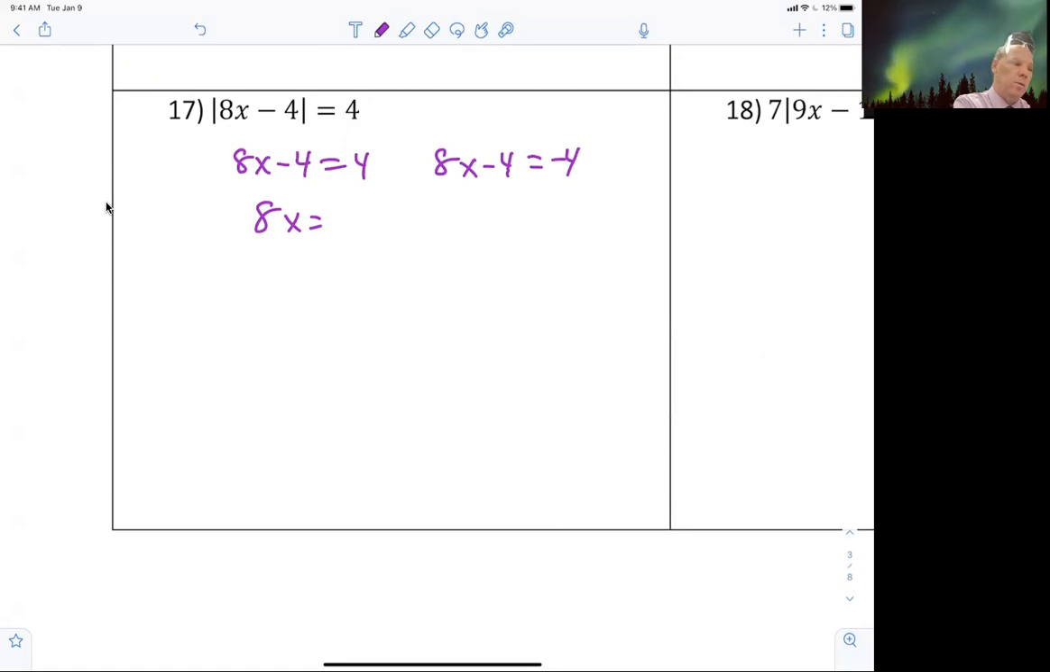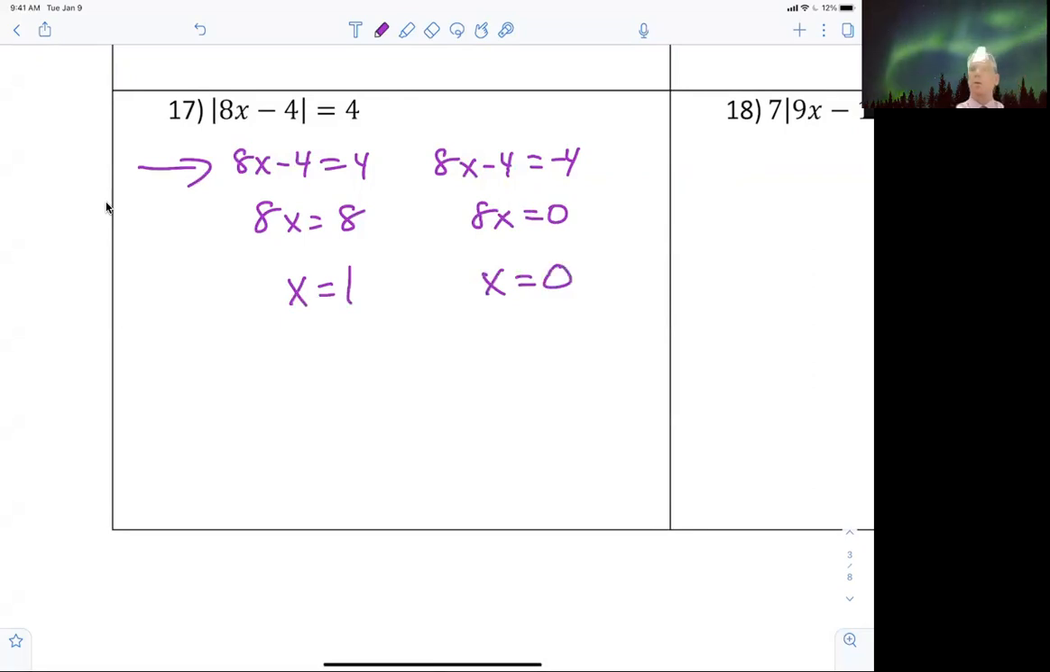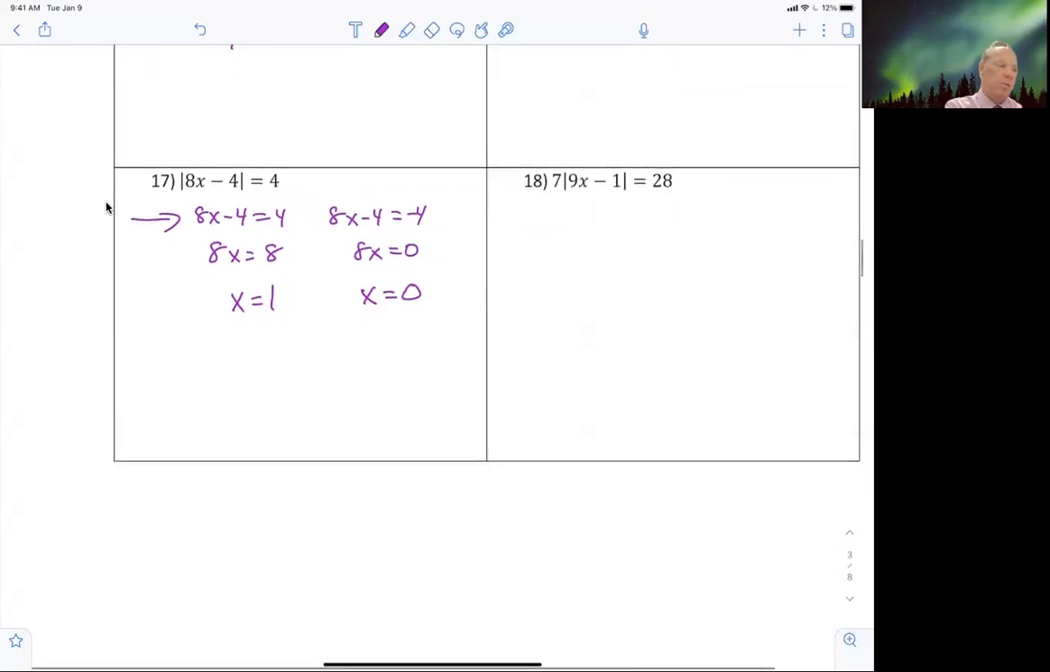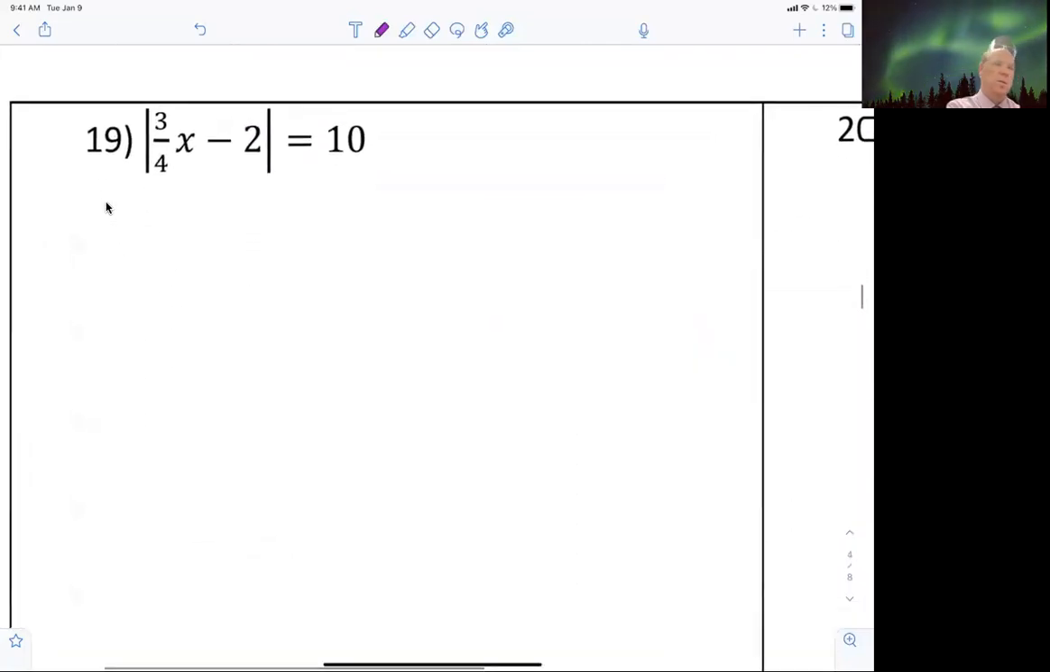Oh, sorry, I'm so sorry, 8. 8, keep going. And then 8x is equal to 0. Good. And over 8, x is equal to 1, and x is equal to 0. Yes. All right, take your time. All right, I'm good with that. All right, thank you.